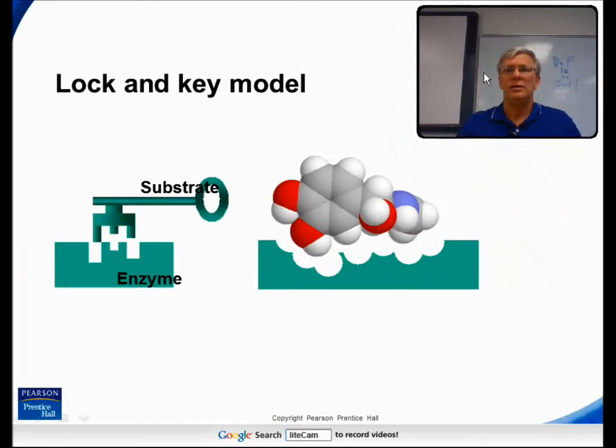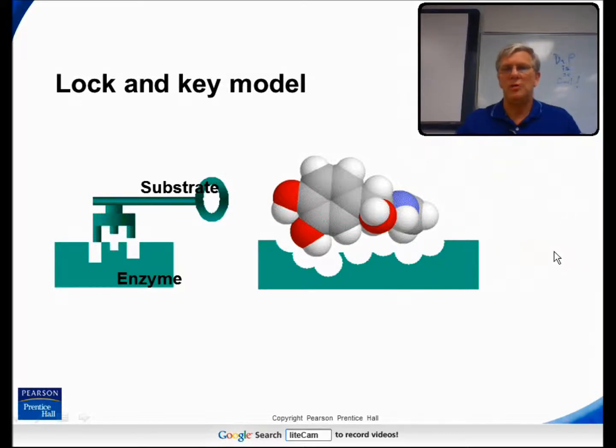Because the shapes are so much involved in how these enzymes work, they tend to refer to how an enzyme functions as a lock and key model. Just like a key fits into a particular lock and no other key will fit, same thing with the way an enzyme and a substrate fit together.